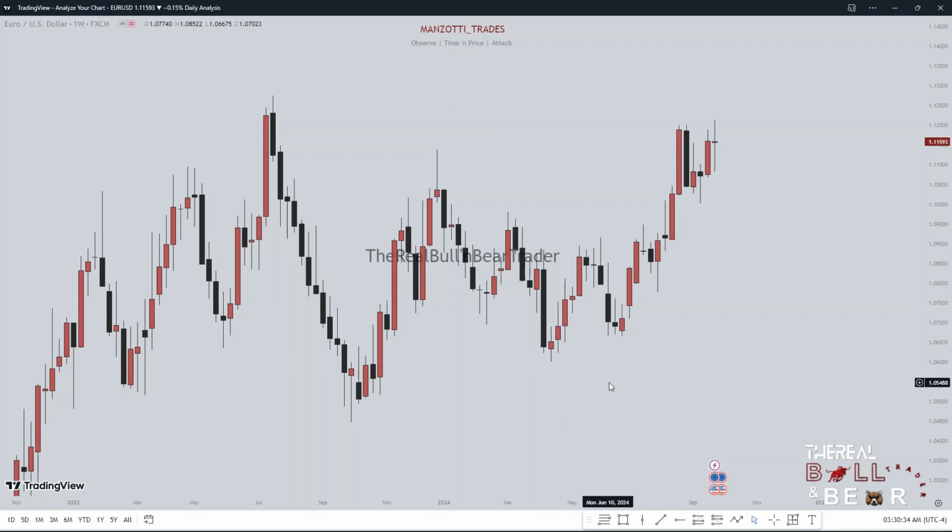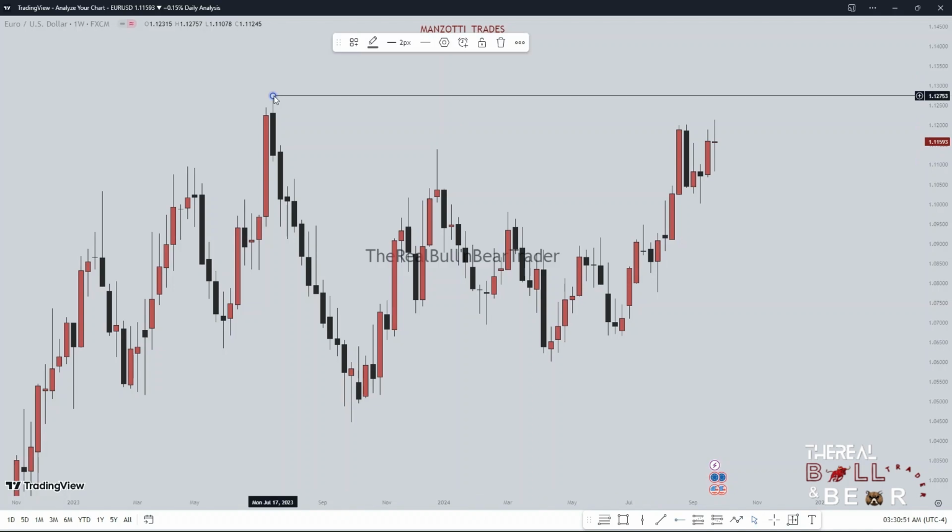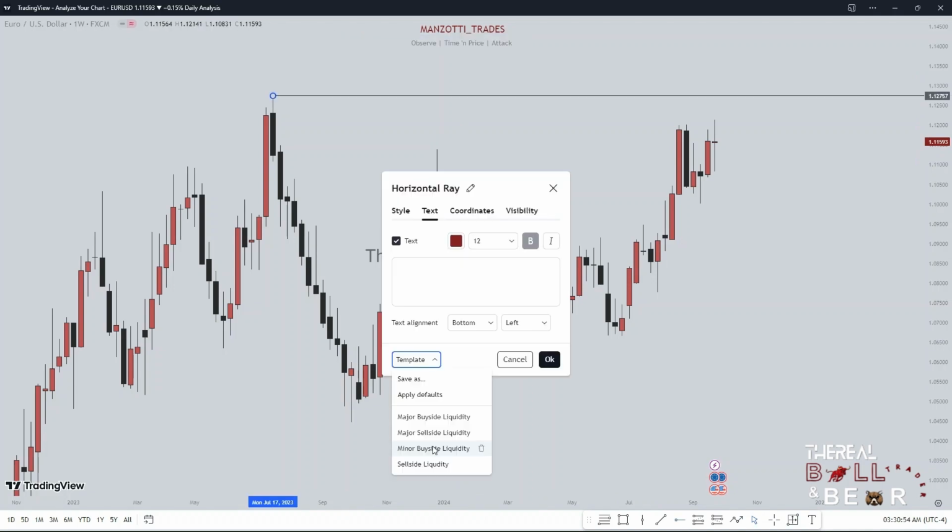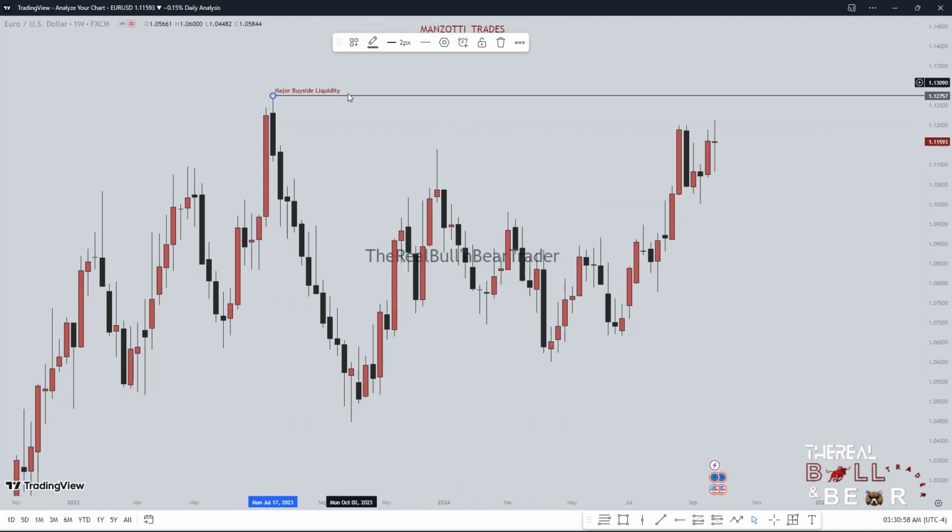You can see the pattern. You are still bullish. This is what was taken, a minor basket liquidity. It was taken out, but I'm more interested in this basket liquidity.